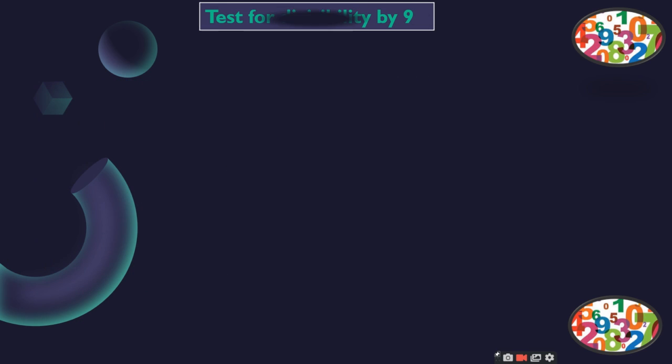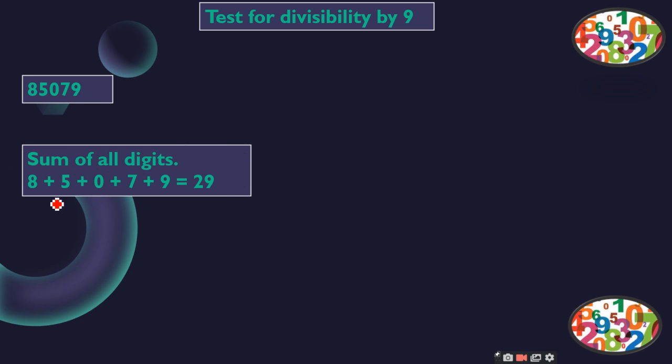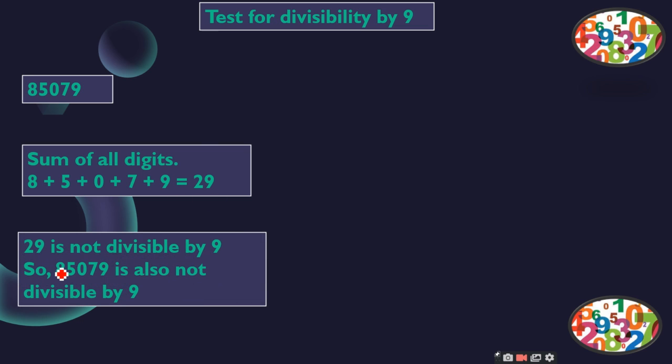Let's have some more examples. 85079. The sum of all digits is 8 plus 5, 13. 13 plus 0, 13. 13 plus 7, 20. And 20 plus 9, 29. And 29 is not divisible by 9. So 85079 is also not divisible by 9.